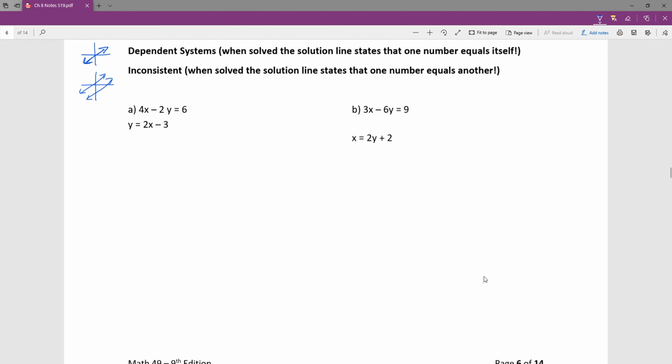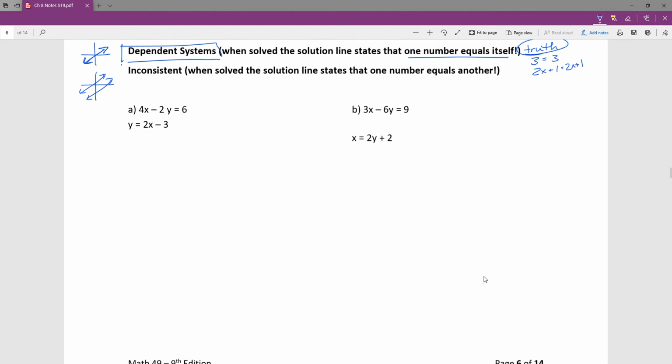And when we saw the pictures of those in 8.1, that made sense because we could see how they were different. But when we're dealing with algebra, we have different cues or clues that tell us if a system is dependent or if a system is inconsistent. In a dependent system, we get down to a line of truth, where 3 equals 3 or 2x plus 1 equals 2x plus 1. That is my indicator that it is a dependent system with an infinite number of solutions. So the solution line states that something equals itself. It's a line of truth.